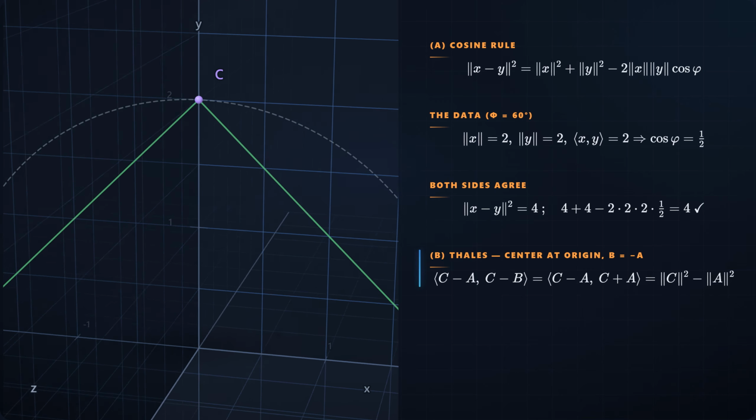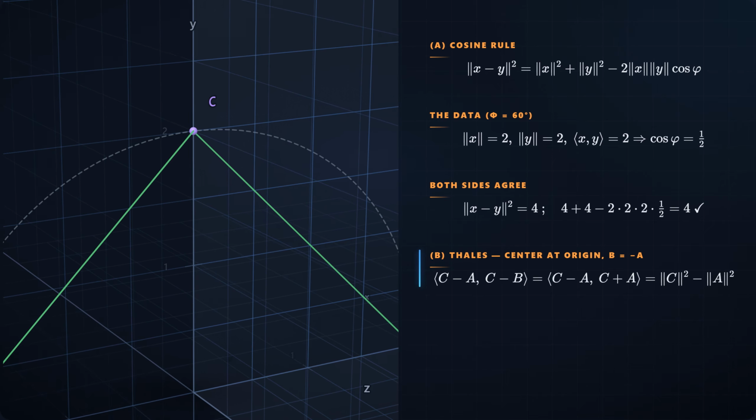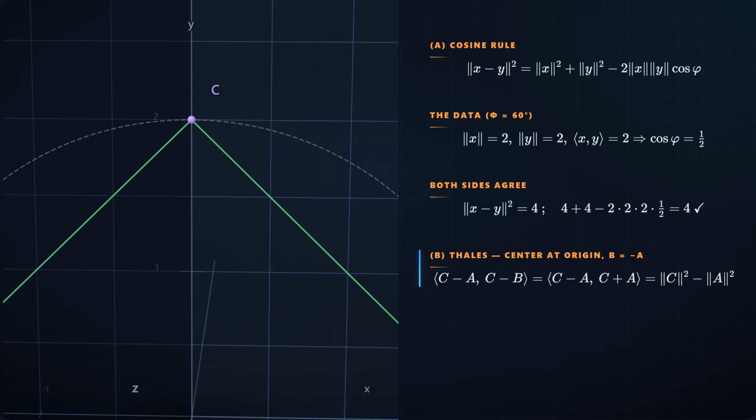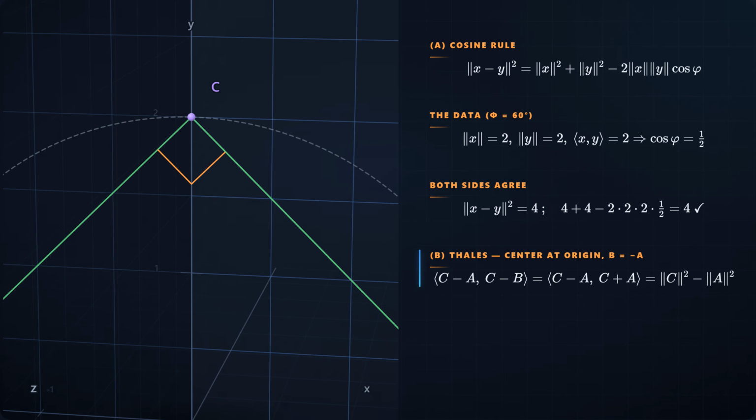Part B. Thales. Put the circle's center at the origin, so the diameter endpoints satisfy b equals minus a. Then c minus b is c plus a, and the scalar product of c minus a with c plus a is a difference of squares, the norm of c squared minus the norm of a squared.